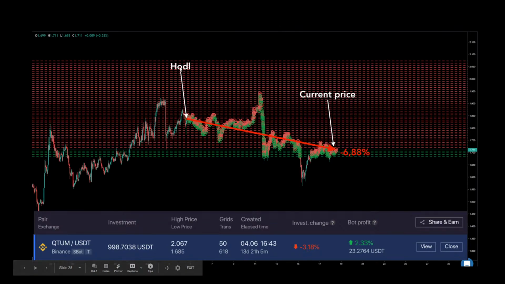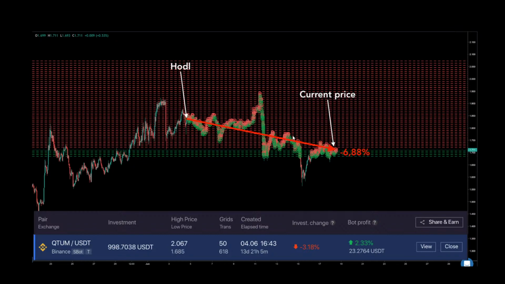You see where I have this phrase HODL and the arrow pointing at the price. So imagine that this is the exact time and price where you purchased quantum cryptocurrency. Okay, and you just had this quantum in your portfolio now, and you expect the quantum to appreciate in the future so that you make some returns, right? But instead the price falls, and now down to the current price, as you see here on the chart, you are down by minus 6.88%.